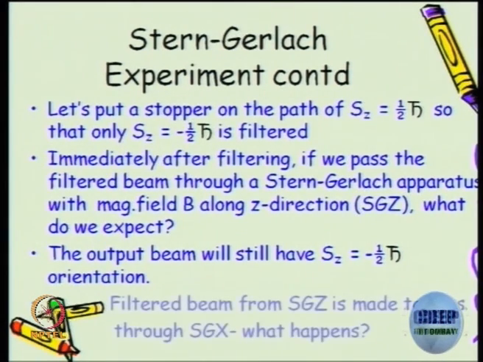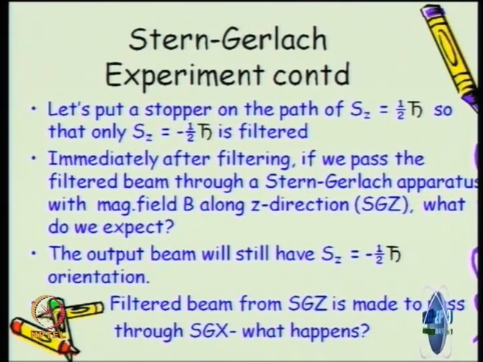Clear? Now, change the direction of the magnetic field to be along X direction. Can do that. In the lab, I can take this beam which has orientation as minus half h cross when the magnetic field along Z direction is passed. I take that and I pass it through a Stern-Gerlach apparatus which has magnetic field along X direction. That is why I am denoting it as SGX.